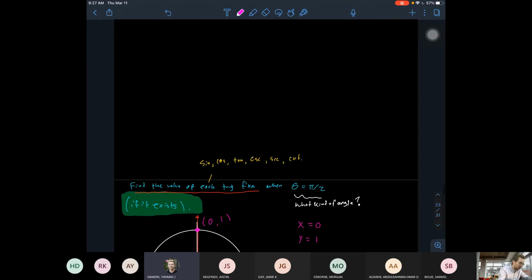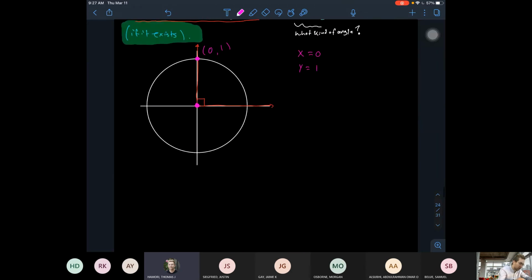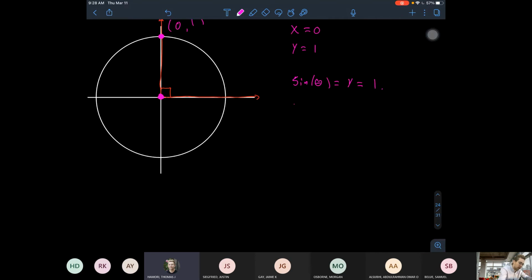And now I'm just going to go through all of these different trig functions. We said that sine of x, or sine of theta, would be equal to the y coordinate, which in our case is equal to 1. We said that cosine of theta would be equal to the x coordinate, which would be equal to 0.